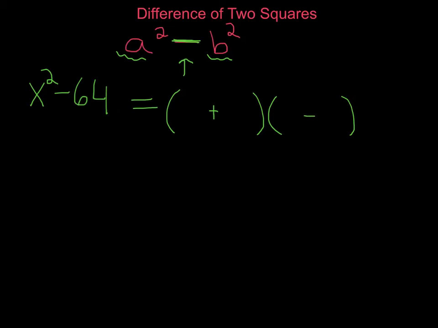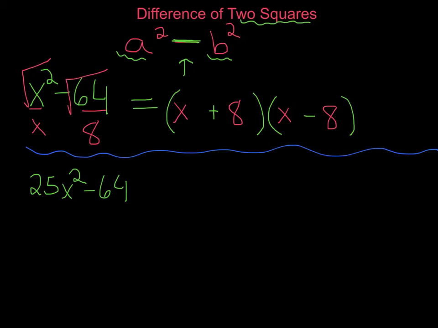And if we're dealing with perfect squares, we've got numbers being multiplied by itself. So if we're going to go backwards, we're going to square root. The square root of x squared is x. So x is going to be the first term in both binomials. And the square root of 64 is 8. So we're going to have plus 8 and minus 8. Because if you FOIL this, outside and inside terms cancel and you're left with just x squared minus 64.